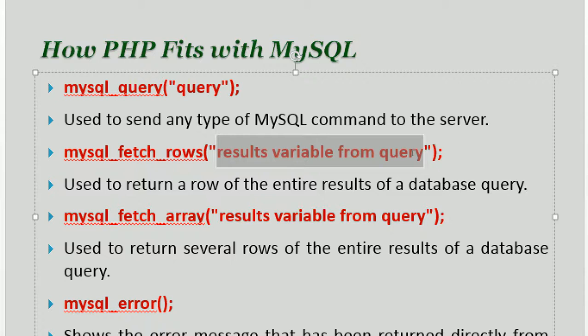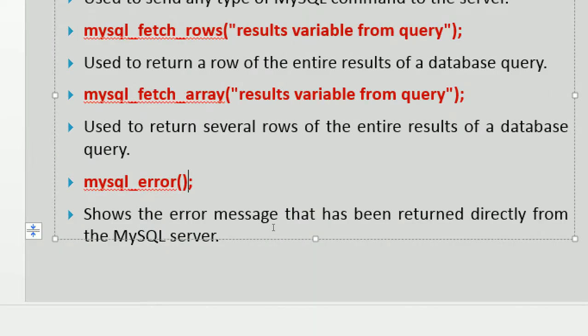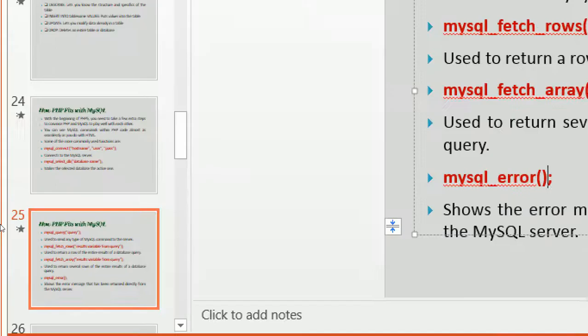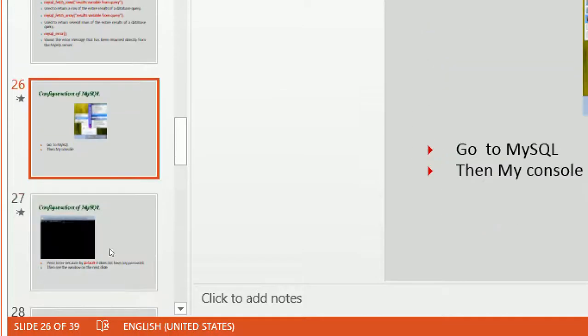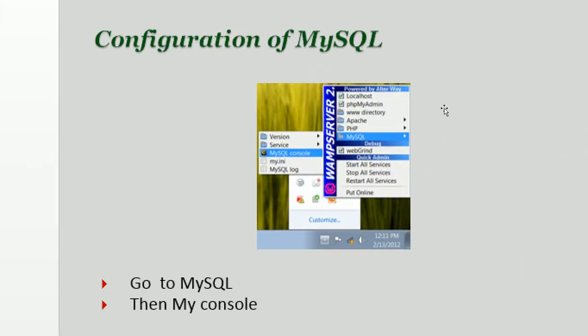This is mysql_fetch_row. So it will take all the rows and return a row of entire result from the database query. Clear? mysql_fetch_array. If there is a complete array, it contains 20, 50, 30 records. So it will take all the array and fetch it. And the last function is mysql_error. If there is any error, this function will catch it and will show it to you on the screen. So now let's come to the password. How to apply the password. Clear?